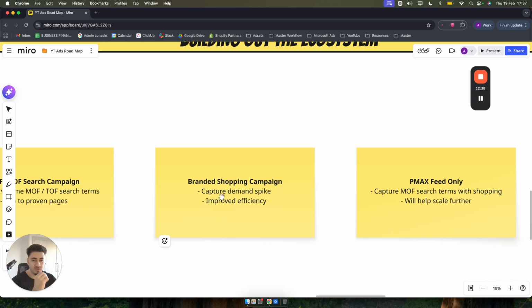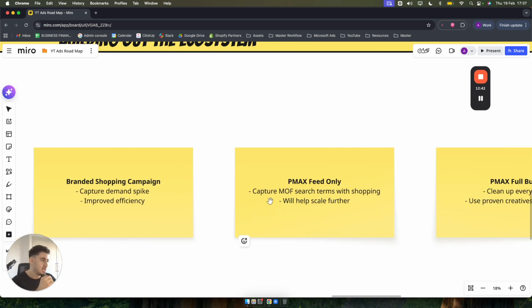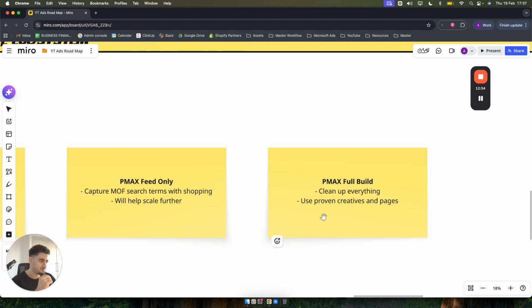Branded shopping campaign, very similar to branded search. It's just going to be shopping ads instead of search ads. And then a PMax feed only. So what you want to do here is capture a lot of the middle funnel search terms with shopping. And then this is going to, again, help out with the overall efficiency and it's going to allow you to scale even more, right? And then a PMax full build.